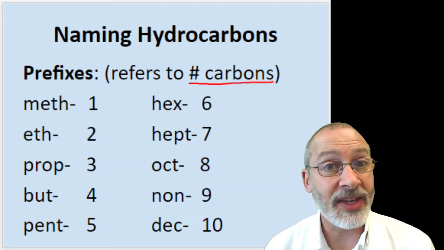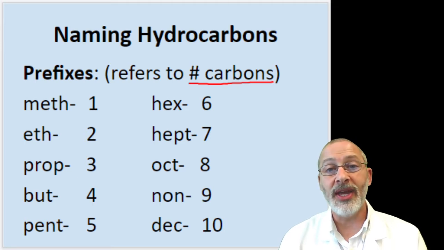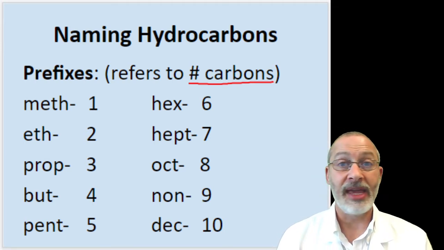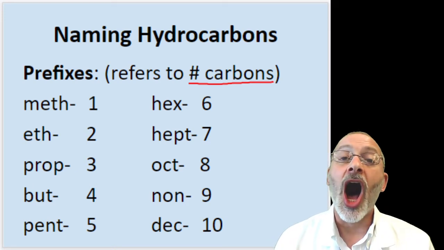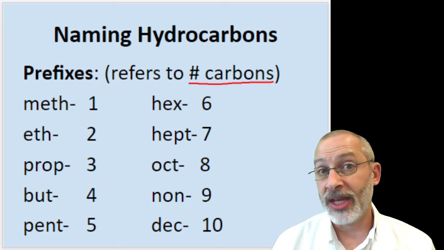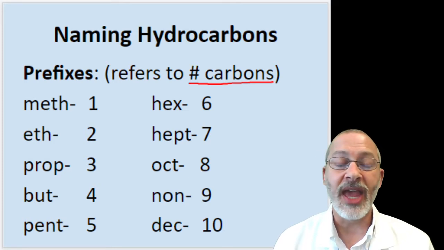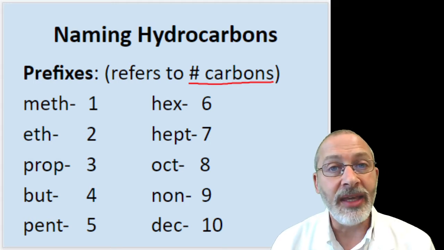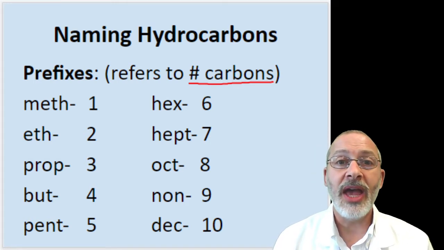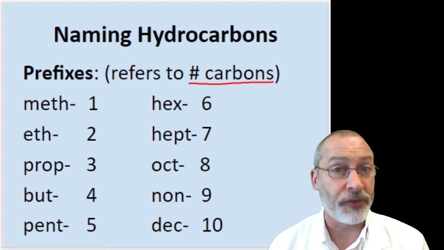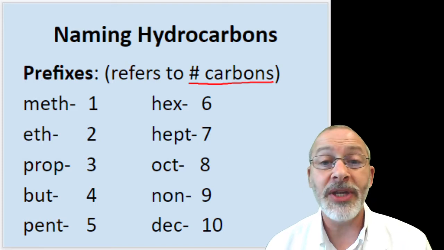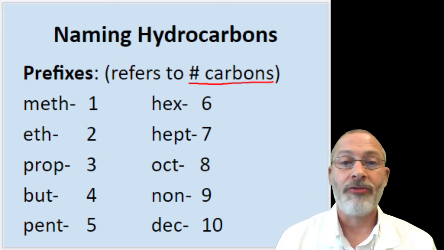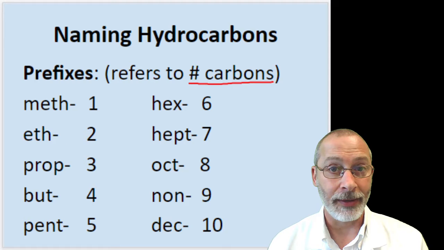Hex, like a hexagon. Hex means 6. Hept, like a heptathlon in the Olympics, means 7. Oct, as in an octagon, means 8. Non is 9. And finally, dec is 10. So here we have the complete list of prefixes for us, at least this year: meth, eth, prop, but, pent, hex, hept, oct, non, and dec, from 1 through 10.